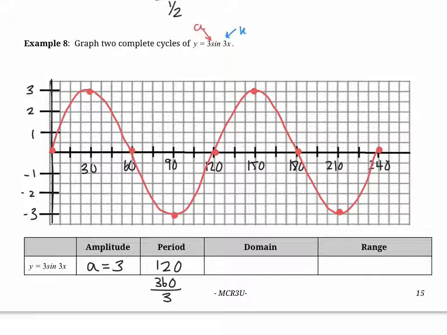And now we're ready for our domain and range. So in this case, our domain, x is an element of R, 2 cycles of this graph. In our graph, we started at 0 and we're going to end at 240 degrees. And for our range, because our amplitude is now 3, our maximum value is 3, and our minimum value is -3.